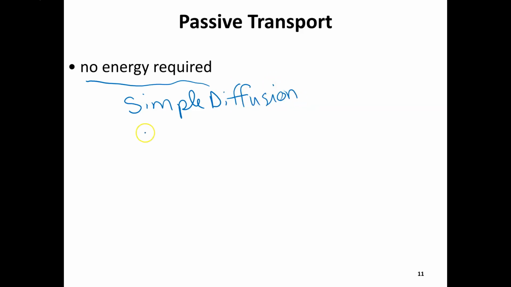The next thing we're going to do is talk about the different forms of passive transport. With passive transport, again, no energy is required at all. There are three types of passive transport we typically talk about: simple diffusion, osmosis, and facilitated diffusion.